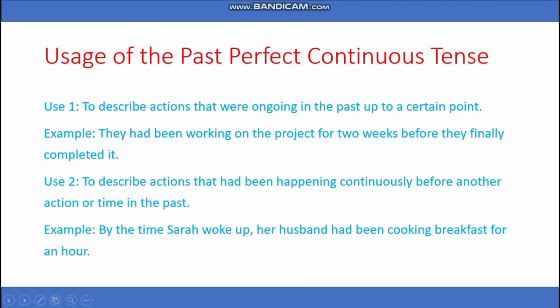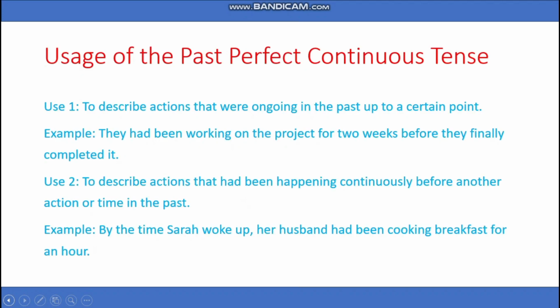Means I am in the present, I am talking about it, but I consider myself in the past. For example, they had been working on the project for 2 weeks before they finally completed it. Likewise we will do. Usage 2 I have already explained.